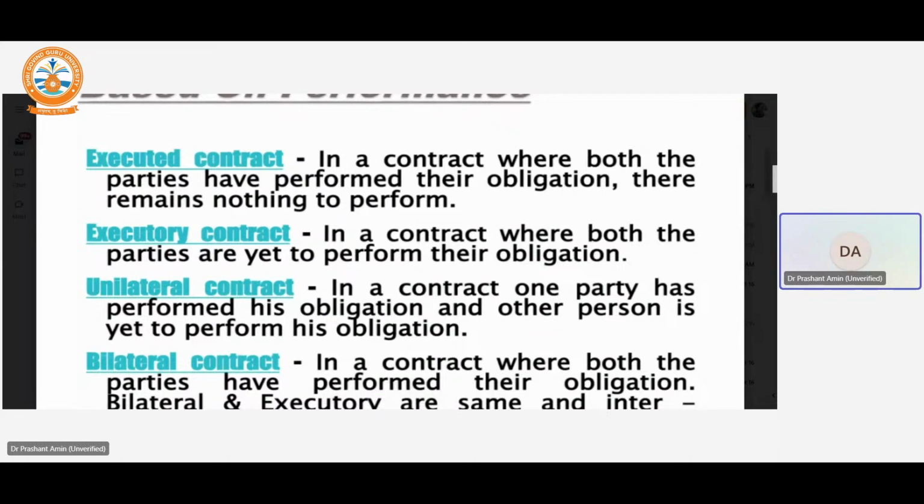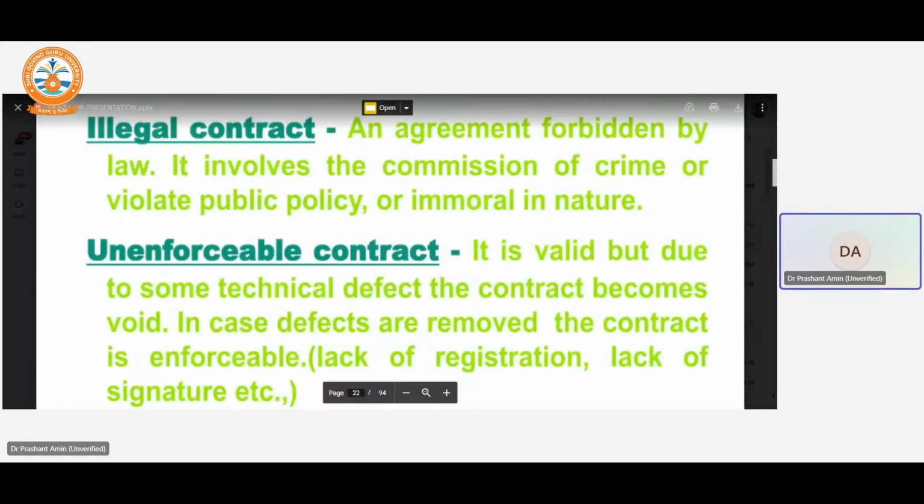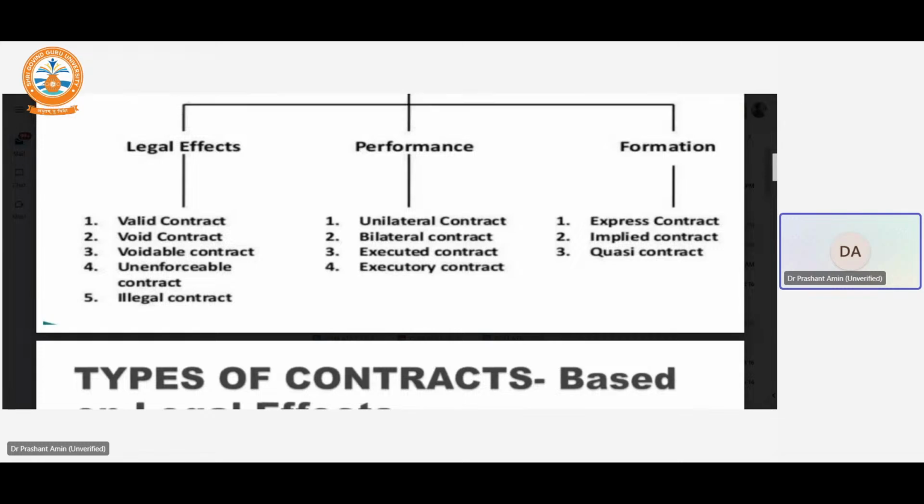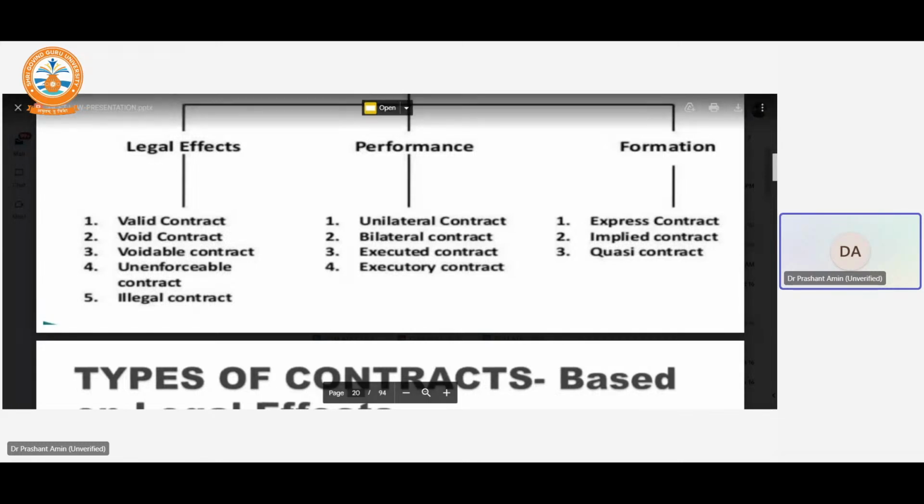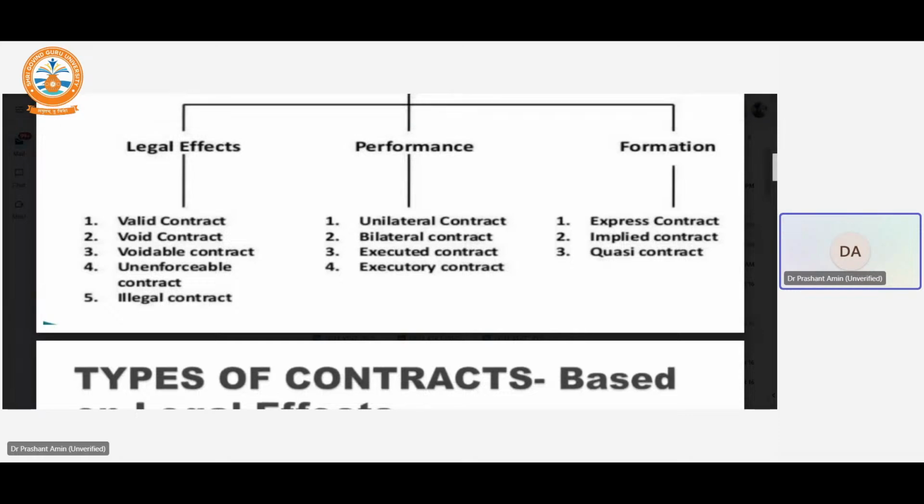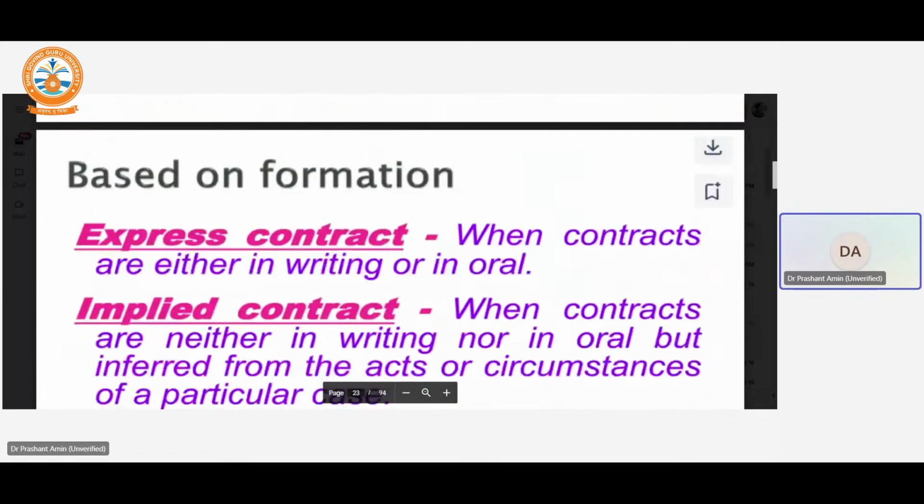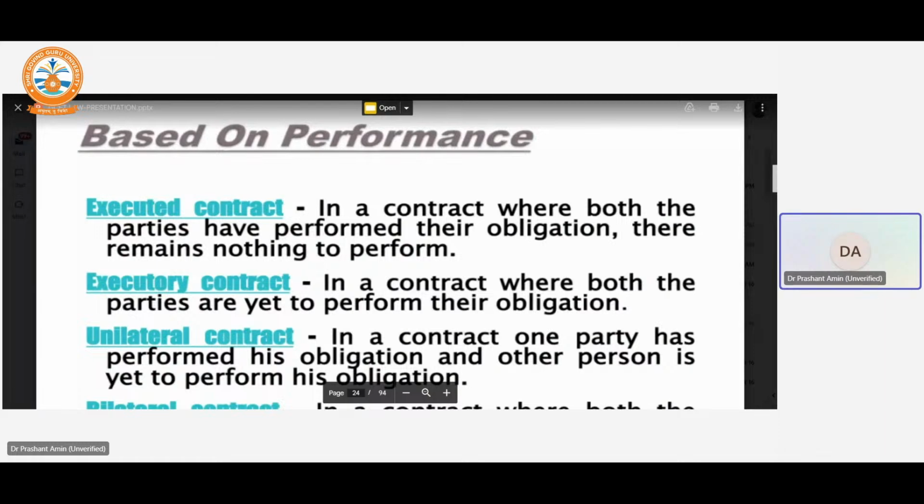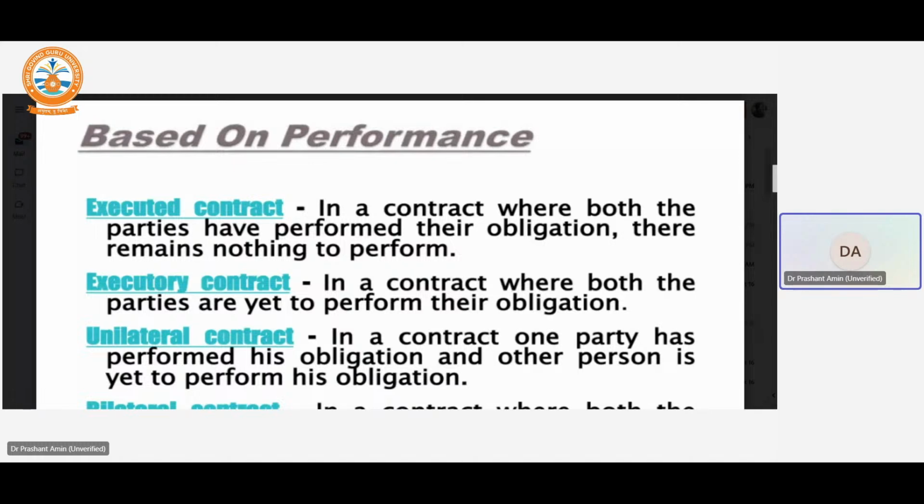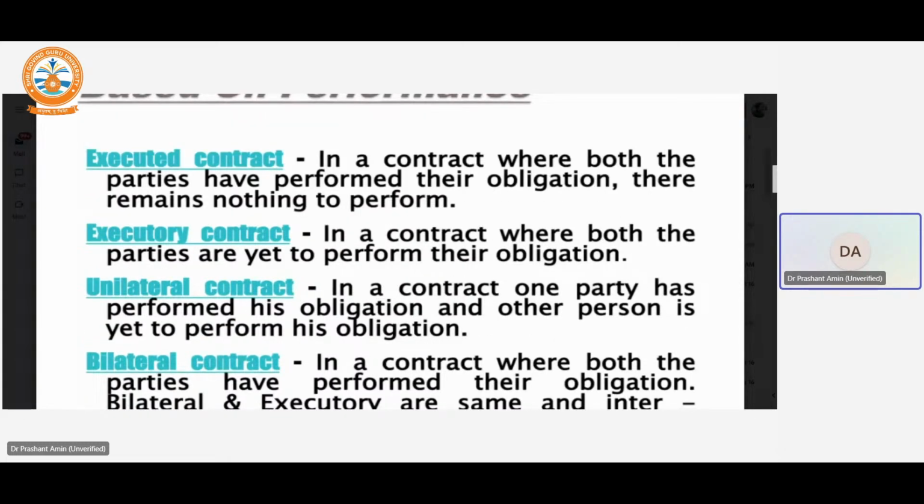Based on the performance, the classification, if you look at the classification slide, there are 4 categories, right? I hope you can see unilateral contract, bilateral contract, executed contract, and executory contract. So we'll see, based on the performance, executed contract, in the contract where both parties have performed their legal obligations and there remains nothing to perform. So that is called executed contract. Executory contract, in a contract where both the parties are yet to perform their obligations. So that is called executory contract.